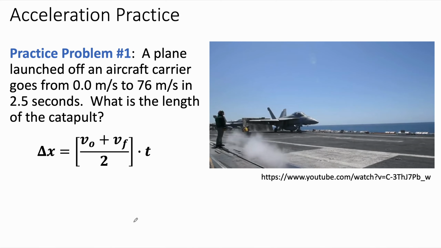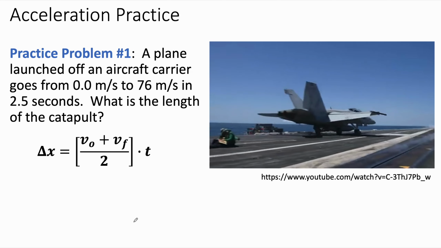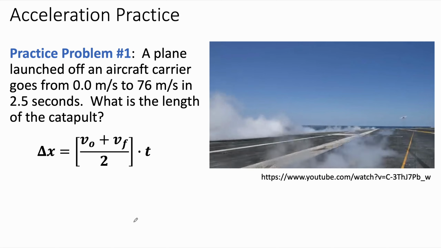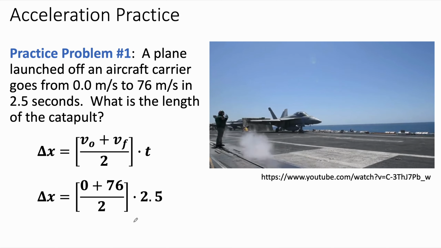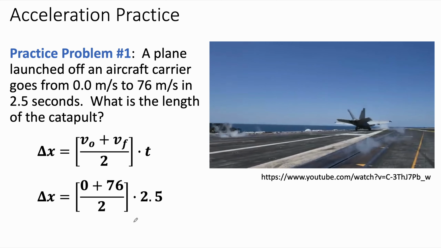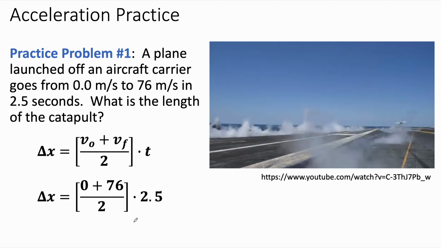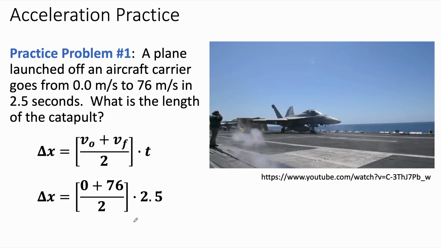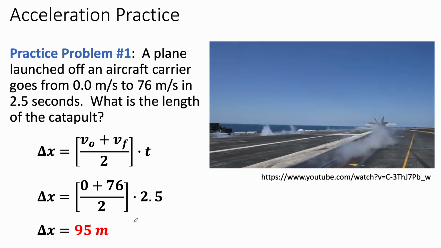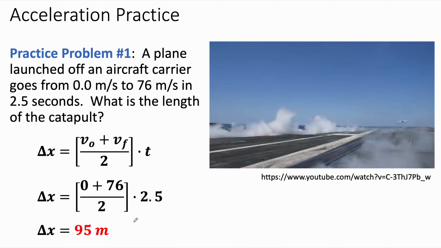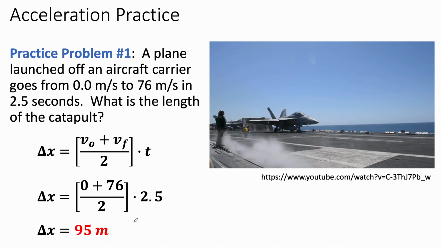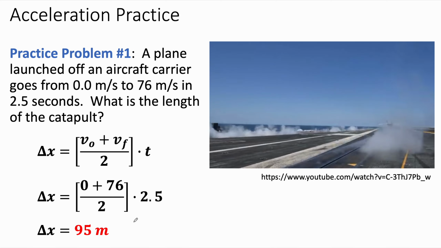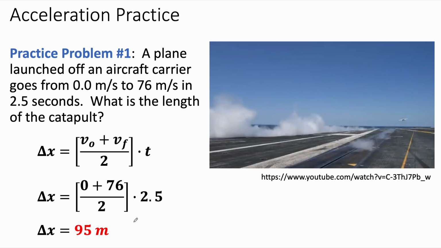It's literally, I call it a plug and chug problem. You plug the numbers into the equations, chug it through on your calculator, and you get an answer. In this case, just so showing you, the initial velocity, original velocity, is 0, final velocity is 76 meters per second, and the time is 2.5 seconds. And if you solve this, you'll discover the catapult on the aircraft carrier is about 95 meters long, or about the size of our football field. It takes a bit to get it all the way up there, which should make sense.